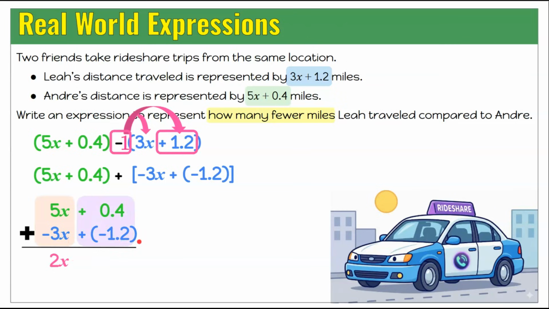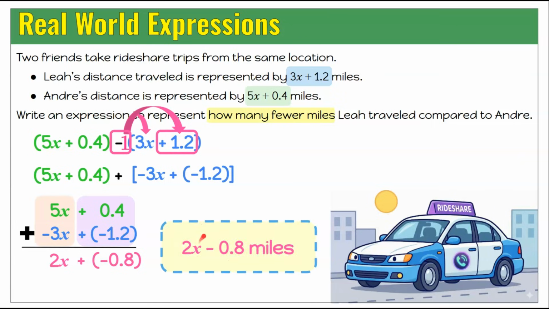0.4 and negative 1.2. Well, I know that it's going to be negative because my larger absolute value is negative. So if I look at taking the 0.4 away, I know I'm going to have negative 0.8. Rewriting that, 2x subtract 0.8 miles is how many fewer Leah did. So if I add this value to Leah, it will equal Andre.